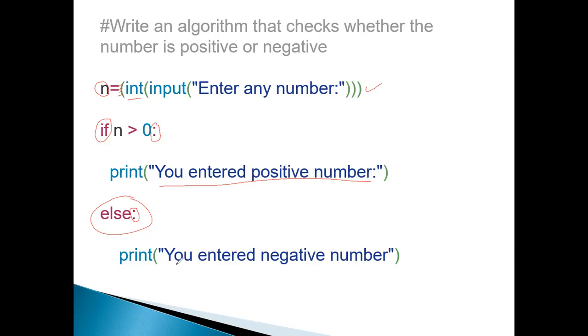Then you can print this. You can write this line. If this condition is false, if number is not greater than 0, it means it is a negative. So this statement will run. Got the idea? So I'm showing you on screen how to do that so that you can understand.